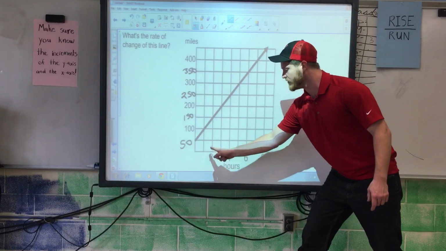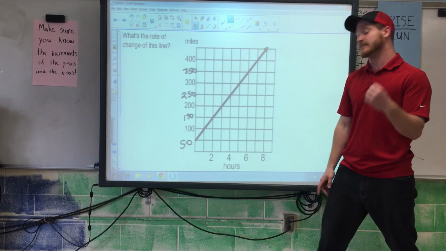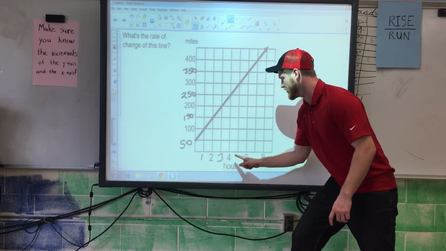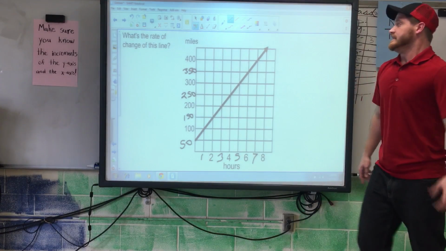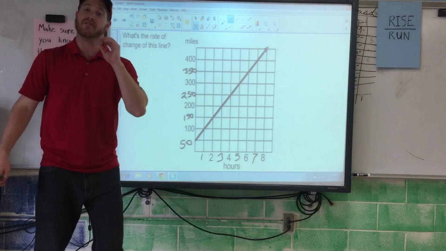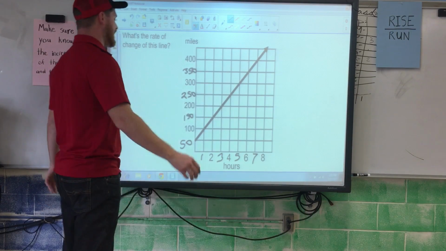Down here, every 2 is going by 2. That means each line is just counted by 1. So 1, 2, 3, 4, 5, 6, 7, 8, so on and so forth. Now that you know the values, now you can do the rise over run.